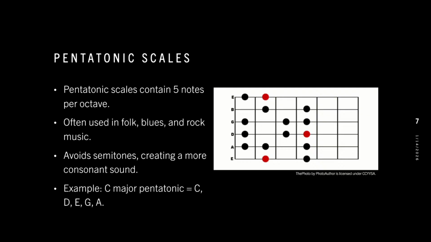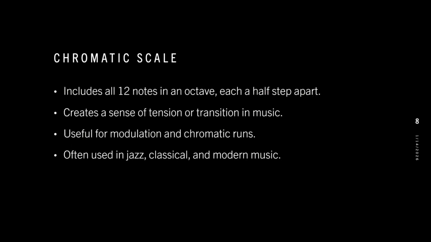The chromatic scale is a scale that includes all 12 notes in an octave, each separated by a half step. This means it contains every note, both white and black keys, on the piano in order. Chromatic scales are often used to create tension, color, and movement in music. Because they include every possible note, they allow composers and performers to move smoothly between keys or add dramatic runs.